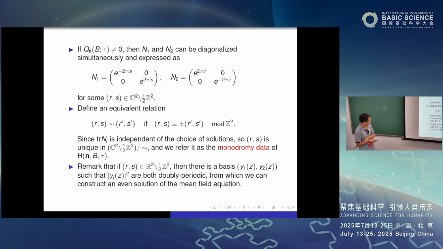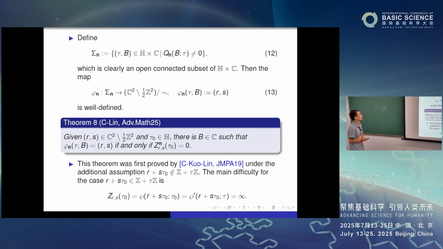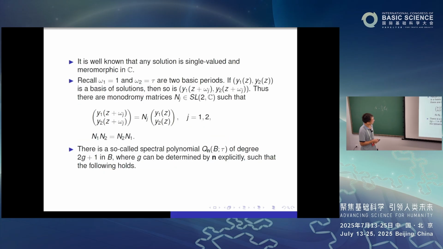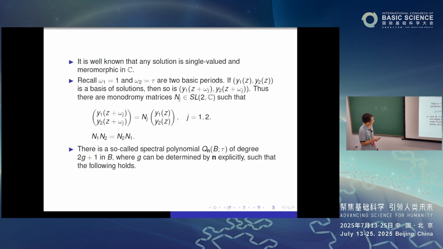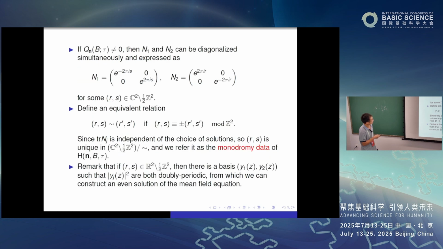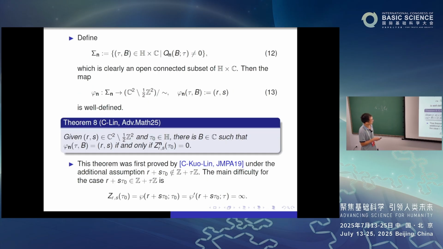So we are interested in the monodromy data R and S. So we get a map phi_n from tau and B. Remember, given tau and B, such that B is not a zero of the polynomial, then we get the monodromy data R and S. So we get a map from tau and B to the monodromy data R and S.